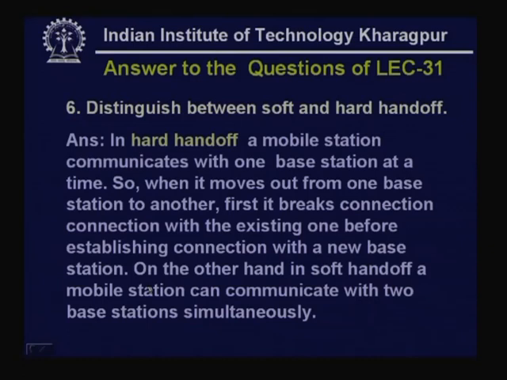Sixth question was distinguish between soft and hard handoff. As we know, in case of hard handoff, a mobile station communicates with only one base station at a time. So, when it moves out from one base station to another, first it breaks the connection with the existing one before establishing a connection with the new base station. On the other hand, in soft handoff, a mobile station can communicate with 2 base stations simultaneously, and gradually the control is transferred from one base station to another base station.